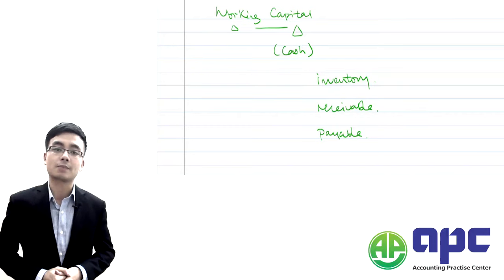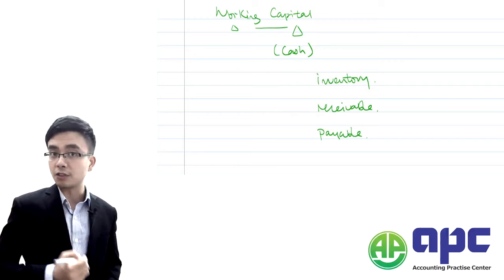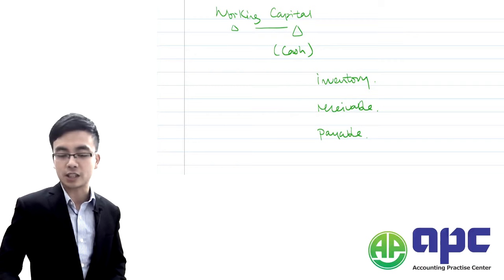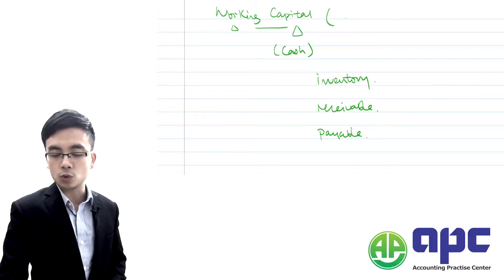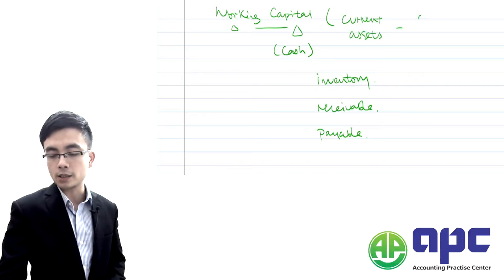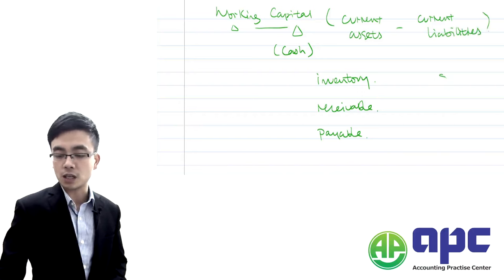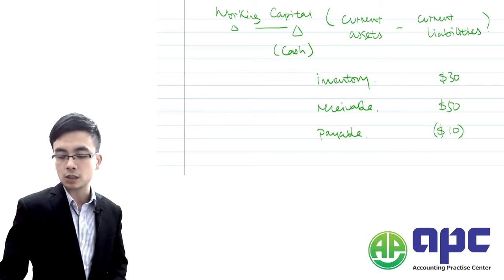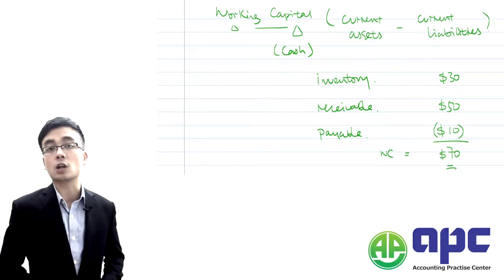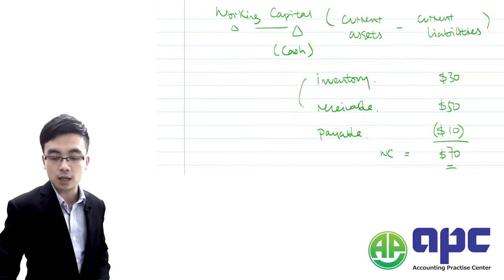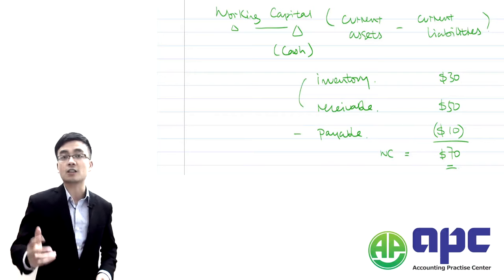So for working capital, the definition is something that's working in order to turn into cash. But simply, it would be the total current assets minus the total current liabilities. In this case, as you can see, the inventory, for example, is worth $30, receivable $15, payable is $10. So the working capital, we can call it the WC, will simply be $70. That means the total current assets minus the current liabilities gives us $70.